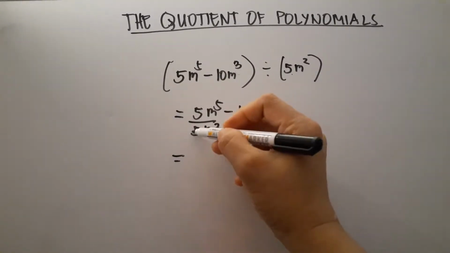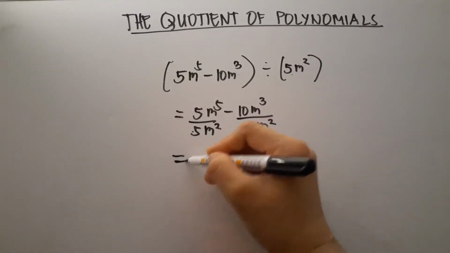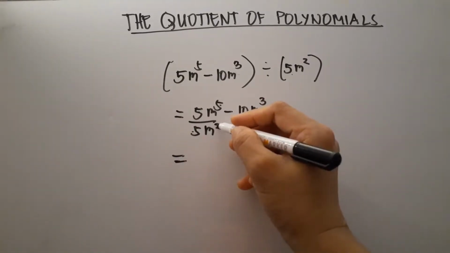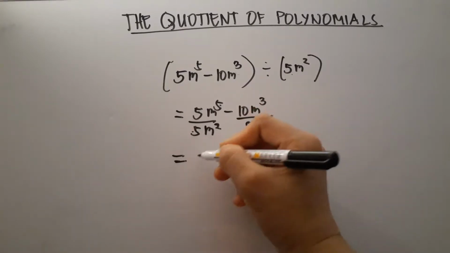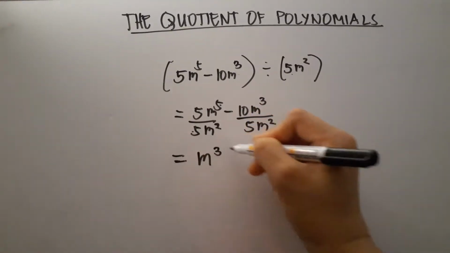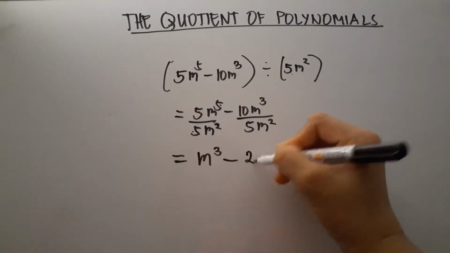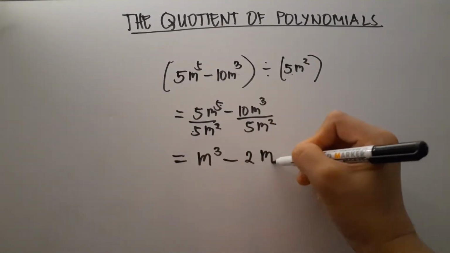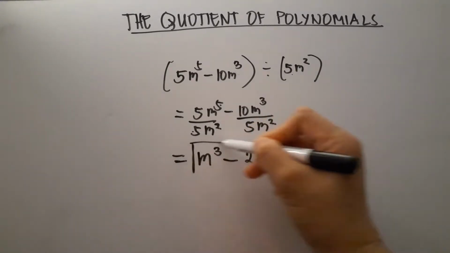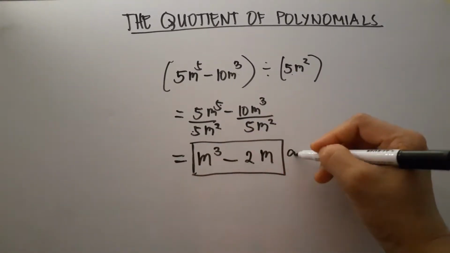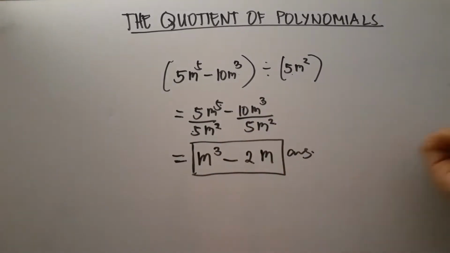So 5 divided by 5 becomes 1. So m, remember the rule above, use the quotient rule for exponents. So 5 minus 2 becomes 3, so m cubed. And 10 divided by 5 becomes 2, and m to the third minus 2 becomes m. So the answer is m cubed minus 2m.